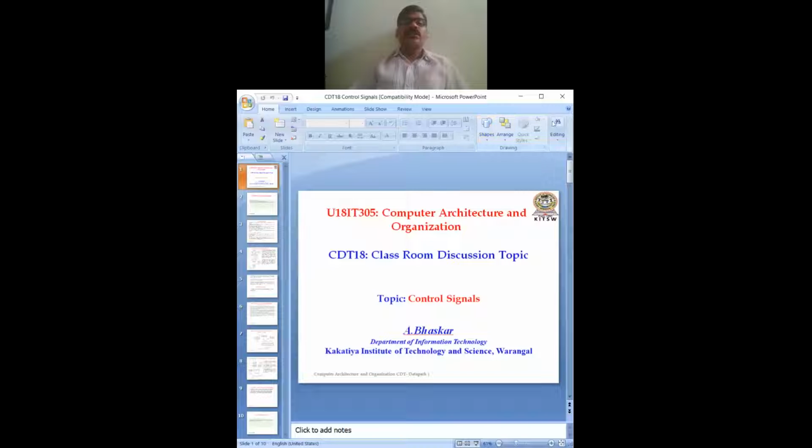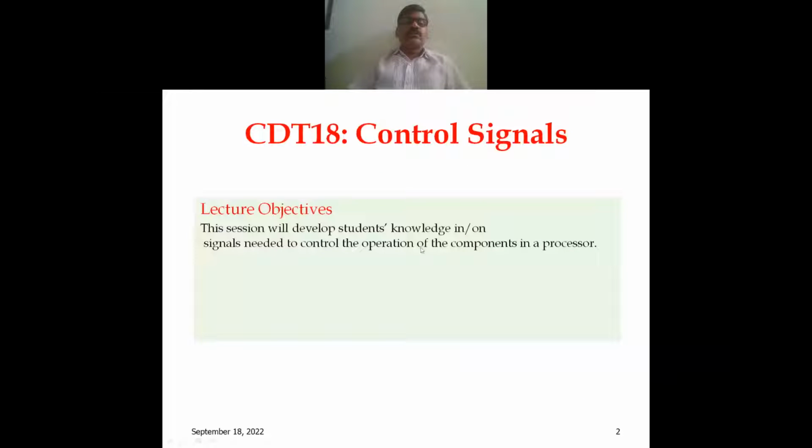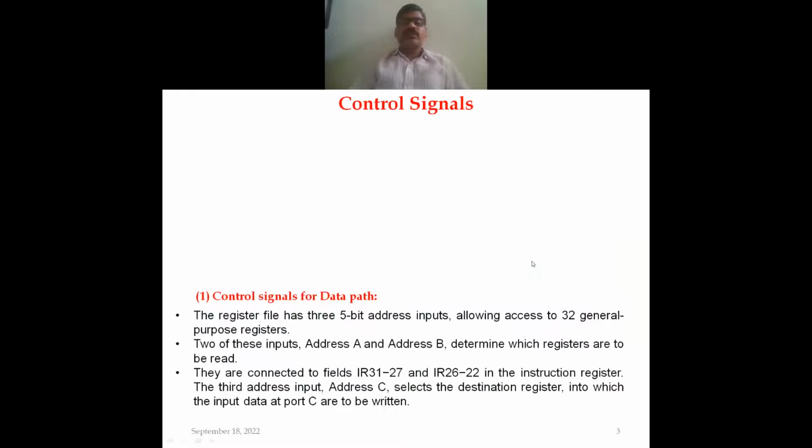Here, control signals. The lecture objective of today's session: this session will develop students' knowledge of the signals needed to control the operation of the different components in the processor.